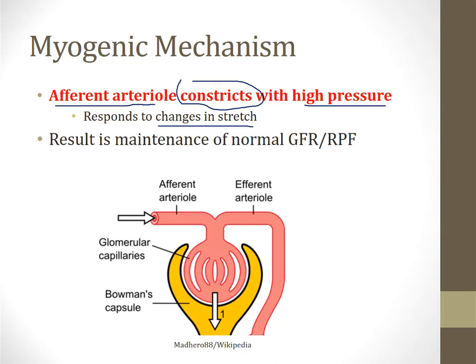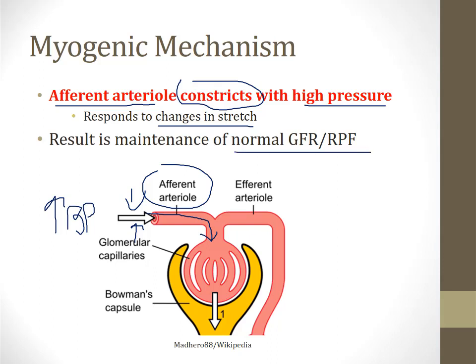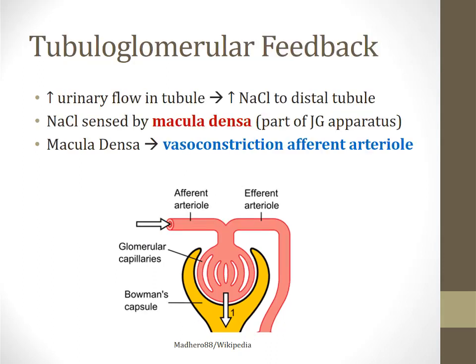So if we look at this drawing on the screen here, imagine that the afferent arteriole senses high blood pressure coming from the renal arteries in the vascular system. It will respond by vasoconstricting. This will allow less blood to enter the capillary, and it will maintain a normal hydrostatic pressure in the glomerular capillary despite the higher blood pressure in the systemic vessels. And the result is maintenance of normal glomerular filtration rate and renal plasma flow over a wide range of pressures.